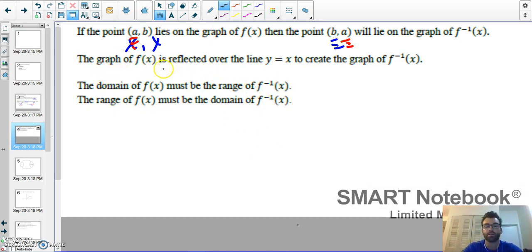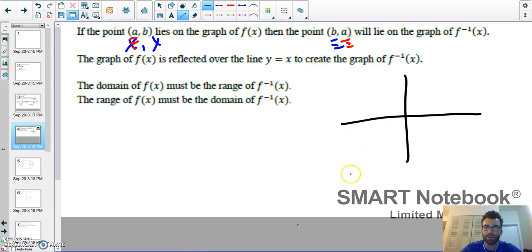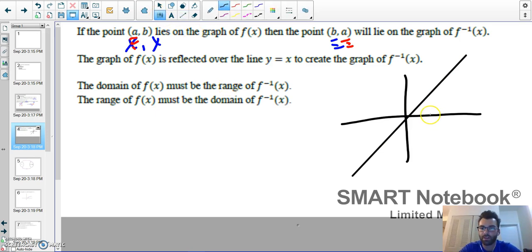It said that the graph of f of x is reflected over the line y equals x to create this f prime of x. So what that looks like is, here's a coordinate plane. I'm going to draw a line through it, y equals x. We're just going to imagine that's perfect. If I have this graph here, let's say again we'll go back to our square root function. That looks like that. That will be reflected over the line y equals x to be an inverse.